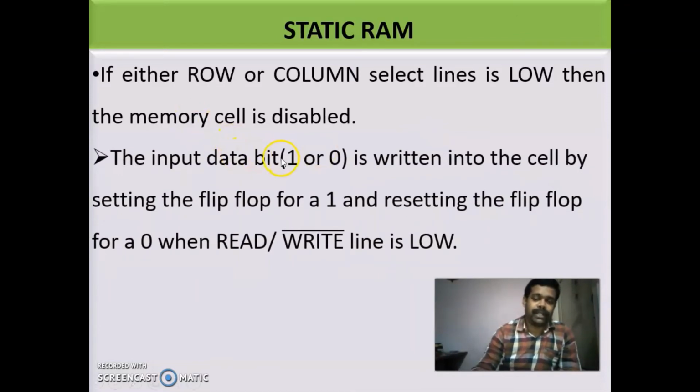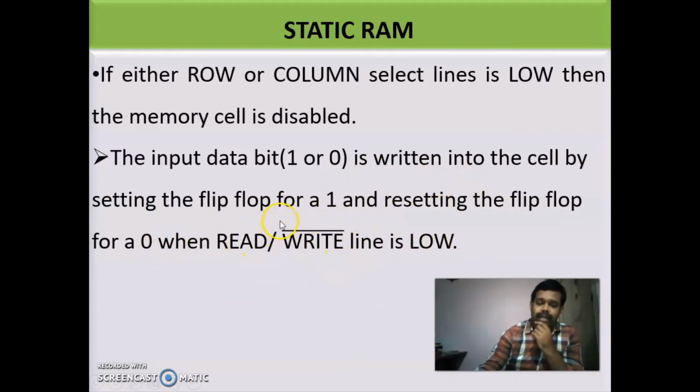The input bit, that is 1 or 0, is written into the cell by setting the flip-flop for a 1 and resetting the flip-flop for a 0 when the read-write line is low. So if you want to write 1, we set the flip-flop, and if you want to write 0, we reset the flip-flop when the read-write line is low.